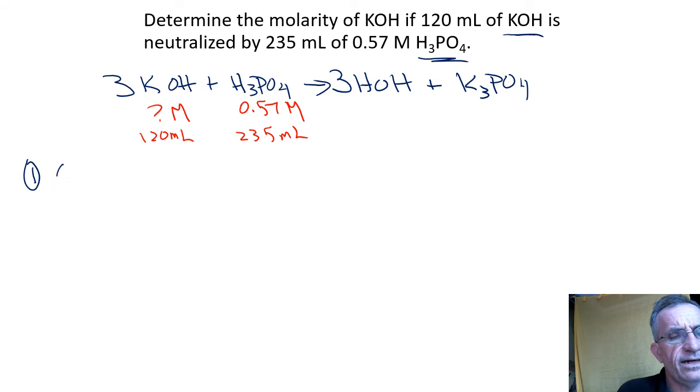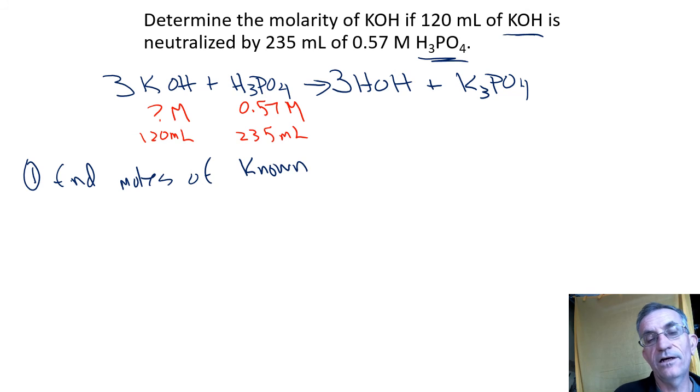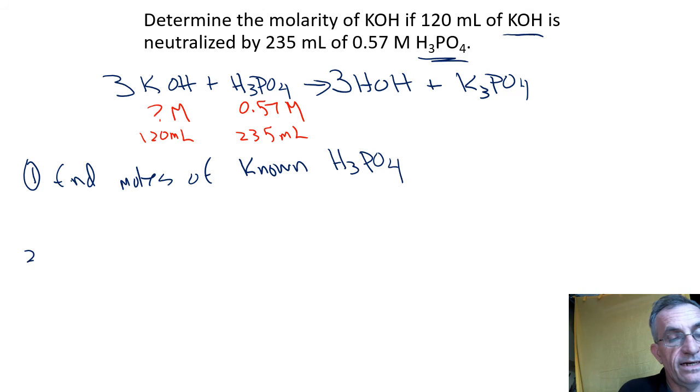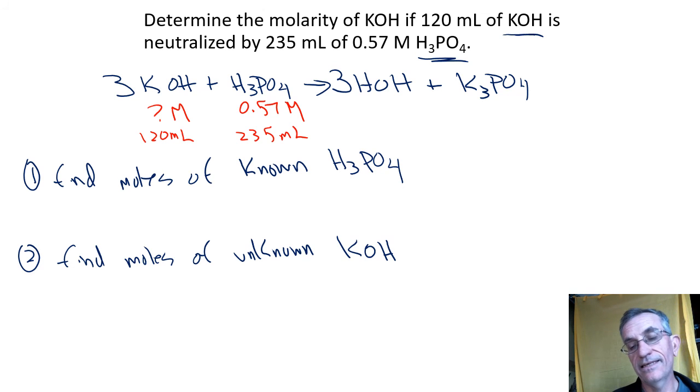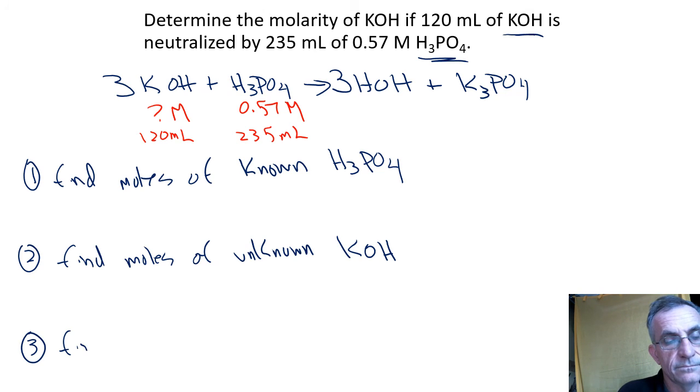All right, find moles of known. The known is the thing you know the most about. That's the acid this time. Find moles of unknown. The unknown is the thing you're solving for, the KOH. And then the last step, you can find the molarity.